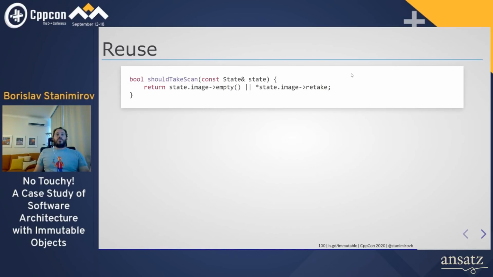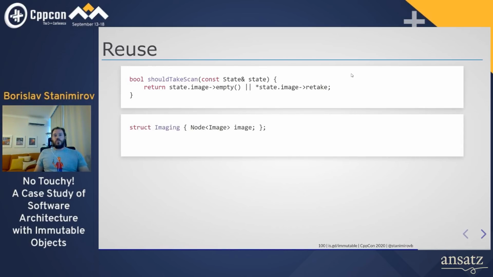What about reuse? I mentioned reuse. For example, we have the really nice function should_take_scan, which checks if the scan of the state is empty and the user requested the manual retake, and it returns whether we should retake the scan. And we want to use it on our imaging, which is okay, nice. It works with imaging out of the box.